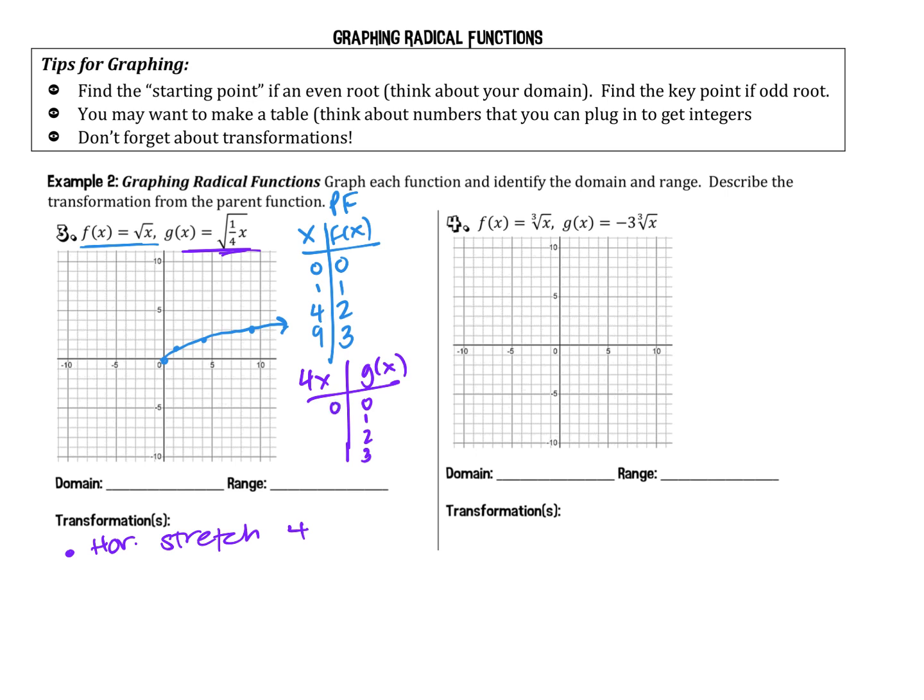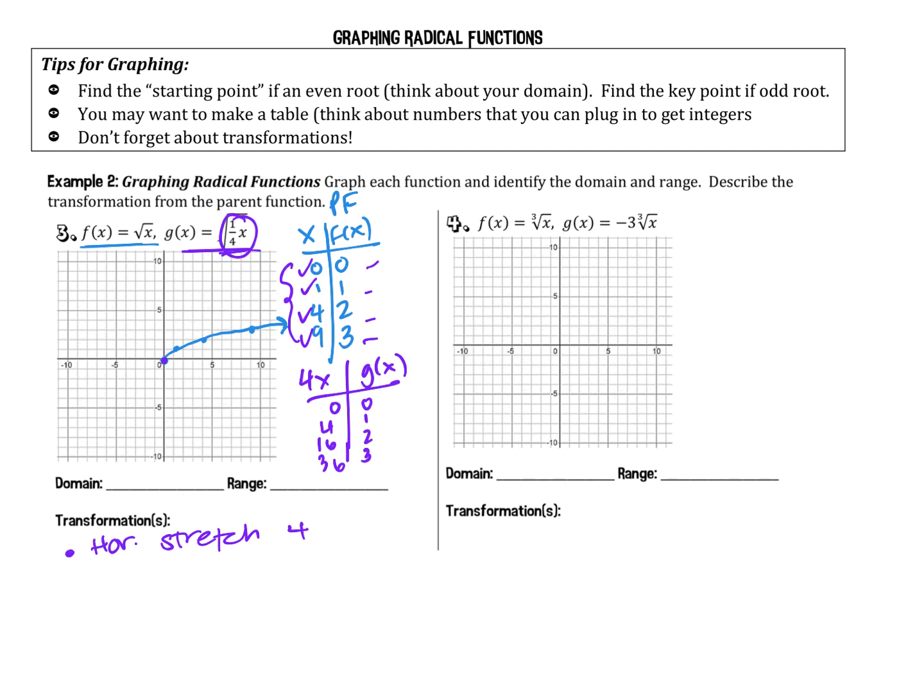So 4 times 0 is 0. 4 times 1 is 4. 4 times 4 is 16. That's not going to fit on my graph. 9 times 4 is 36. That's not going to fit on my graph. But if I just take each of these x values and multiply them by 4, I will get the exact same outputs. Or you can just think through what values can I plug in that I can evenly multiply by 4 and take the square root of. Multiply by 1/4 and take the square root of.